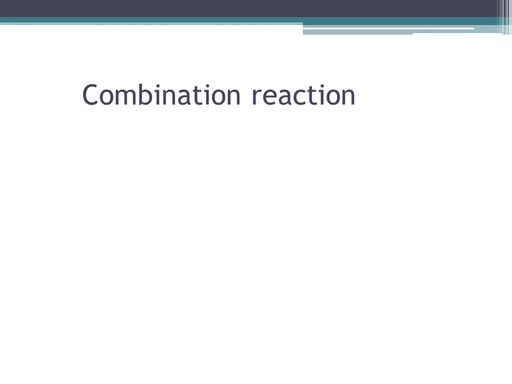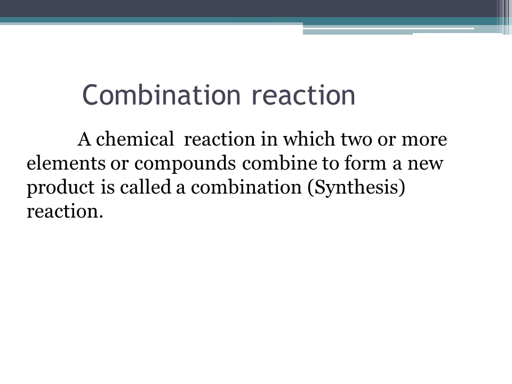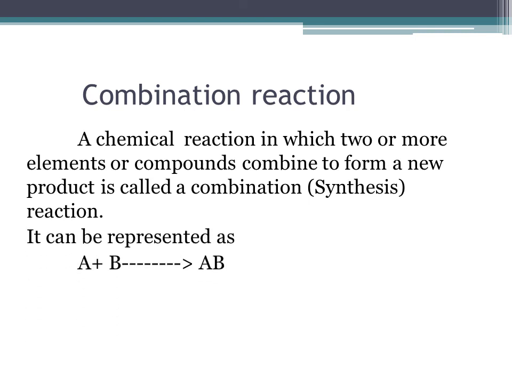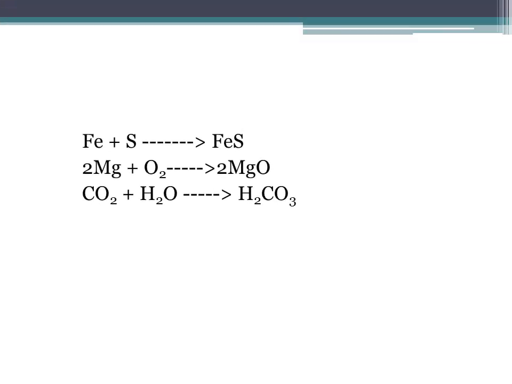Let us study about the first type of reaction, that is combination reaction. A chemical reaction in which two or more elements or compounds combine to form a new product is called a combination reaction or synthesis reaction. Here only one product is formed. It can be represented as A plus B gives AB. Let us see the examples.